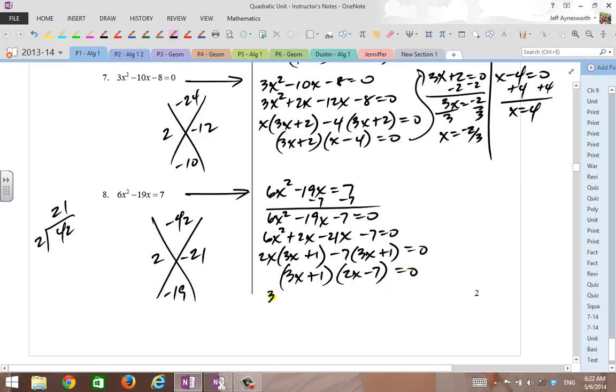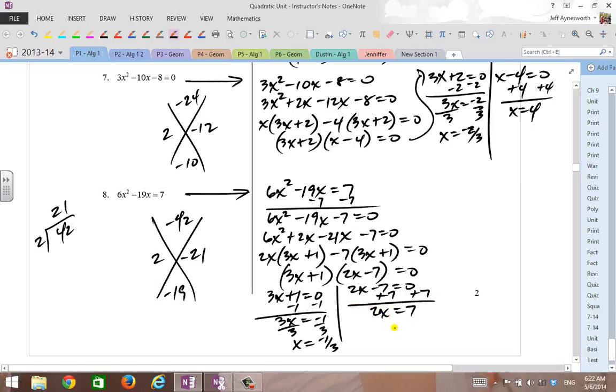And here we have 3x plus 1. Well, that could be equal to 0, or the 2x minus 7 could be equal to 0. You set each factor equal to 0 and you solve each separately. You get 3x equals negative 1. Divide by 3 and you get x equals negative 1/3. Here add 7 and you get 2x equals 7. Divide by 2 and you get x equals 7/2.